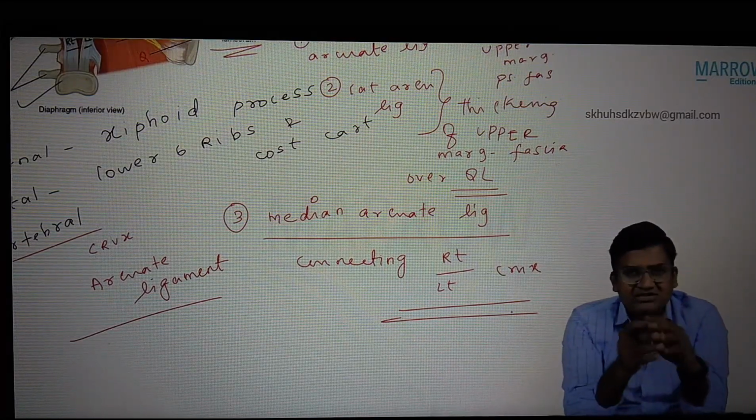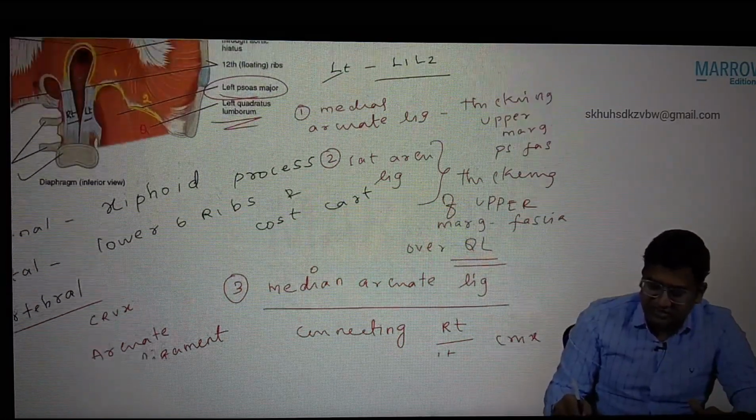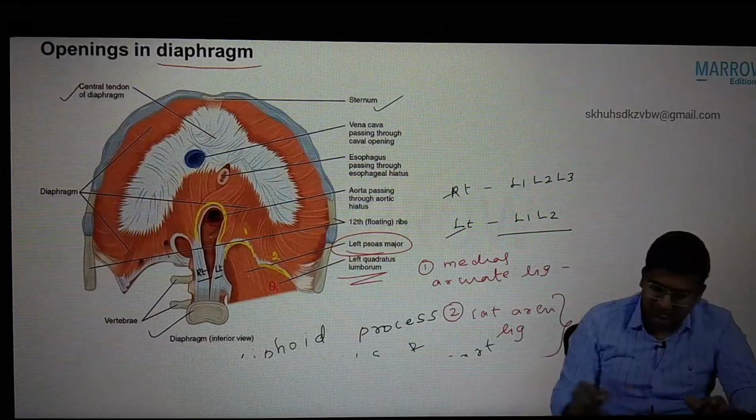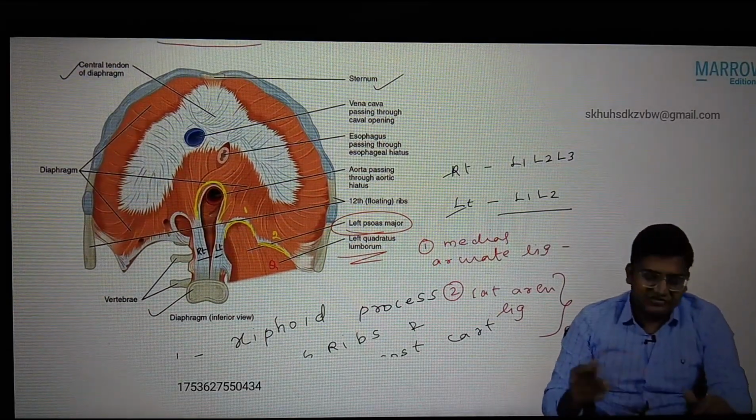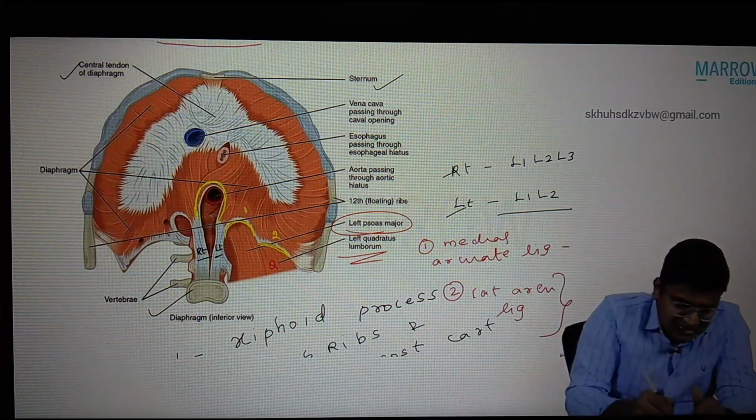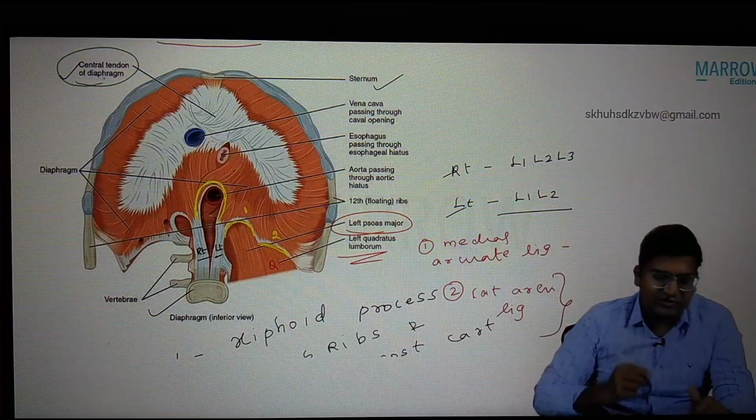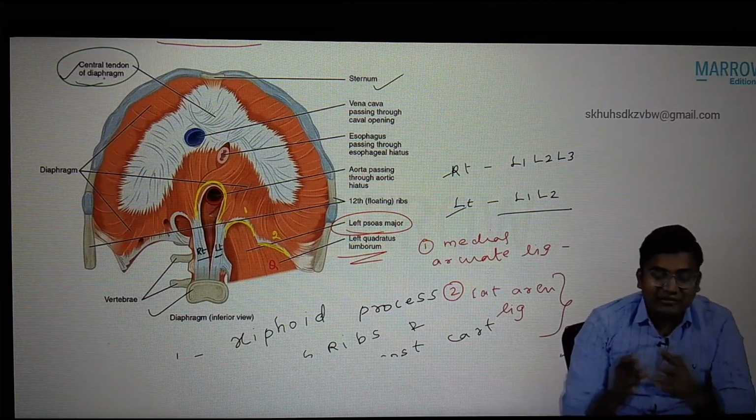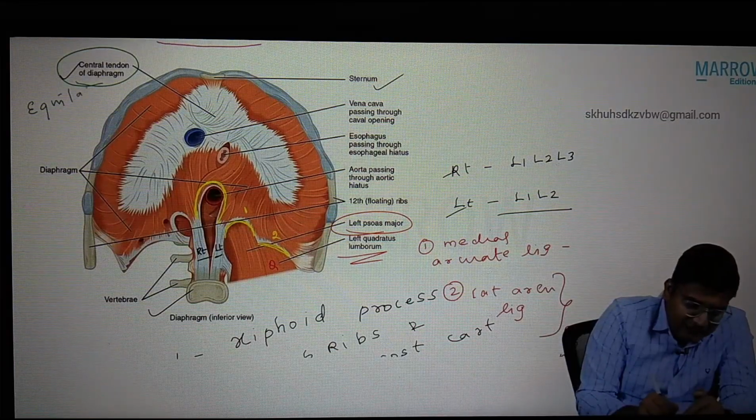This is the origin. See, we won't often get a question from origin and insertion, but for completion's sake I am saying just go through it once. Sometimes the examiner may ask you about the origins, so to be on the safer side, try to know the origin and insertion. Now insertion: these fibers are inserted into the central tendon of the diaphragm. The central tendon of the diaphragm is trifoliate in shape, in the form of an equilateral triangle.